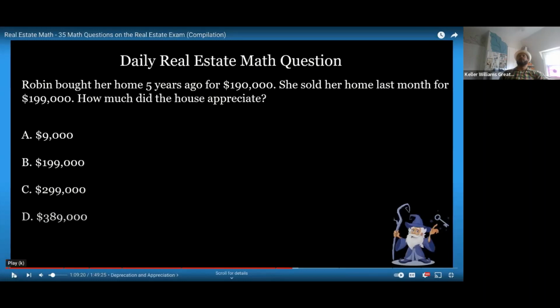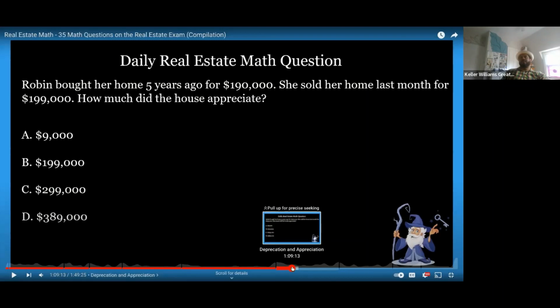So same thing here. Robin bought her home 5 years ago for $190,000. She sold her home last month for $199,000. How much did the house appreciate? That's a simple one. So, yep, $9,000. It went up $9,000. So appreciation is rise in value.